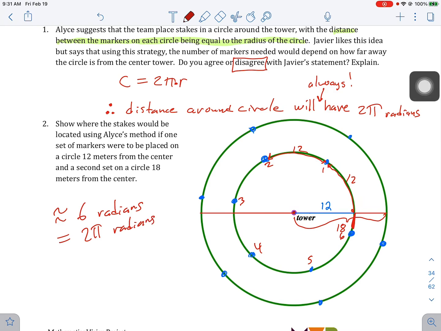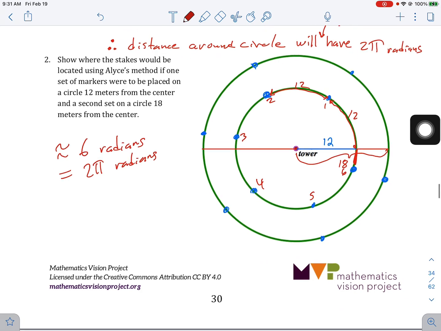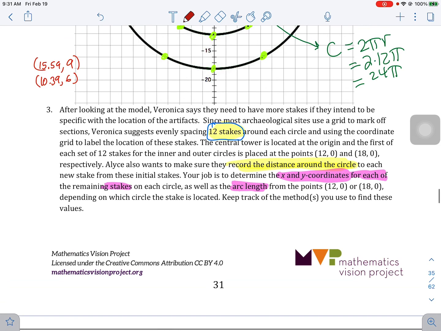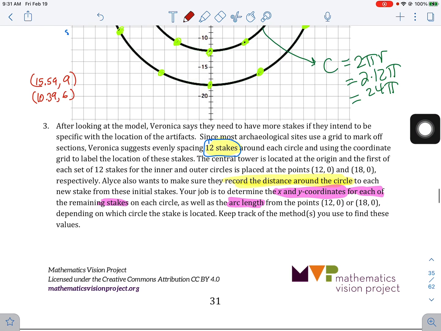And that's also the same even if the radius is greater: 1, 2, 3, 4, 5, 6, a little bit more than 6. So you're always going to have 2 pi radians that go around the circle. Okay, so the next one is trying to work this out on a grid. In this case, there are 12 stakes around the circle, and you want to record the distance around the circle, as well as the xy coordinates, as well as the arc length from points 12, 0, and also 18, 0.